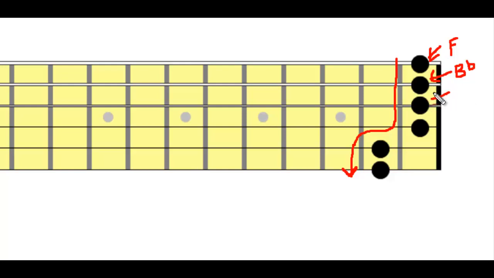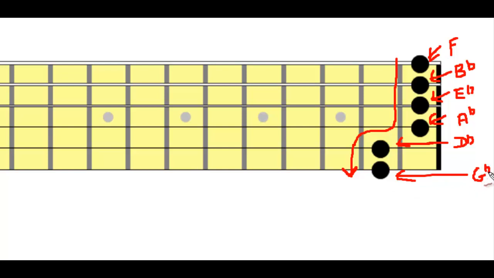The key that has three flats is the key of E flat. And once again, we would find an E flat note in this location on the guitar fingerboard. The next key, the key with four flats, is the key of A flat. Key with five flats is the key of D flat. And the key that contains six flats is the key of G flat.